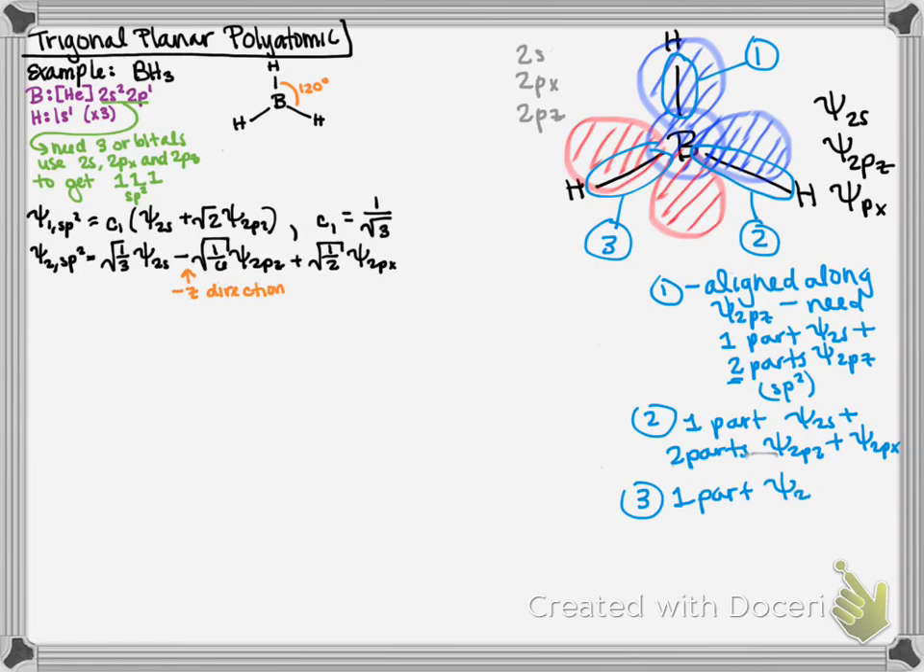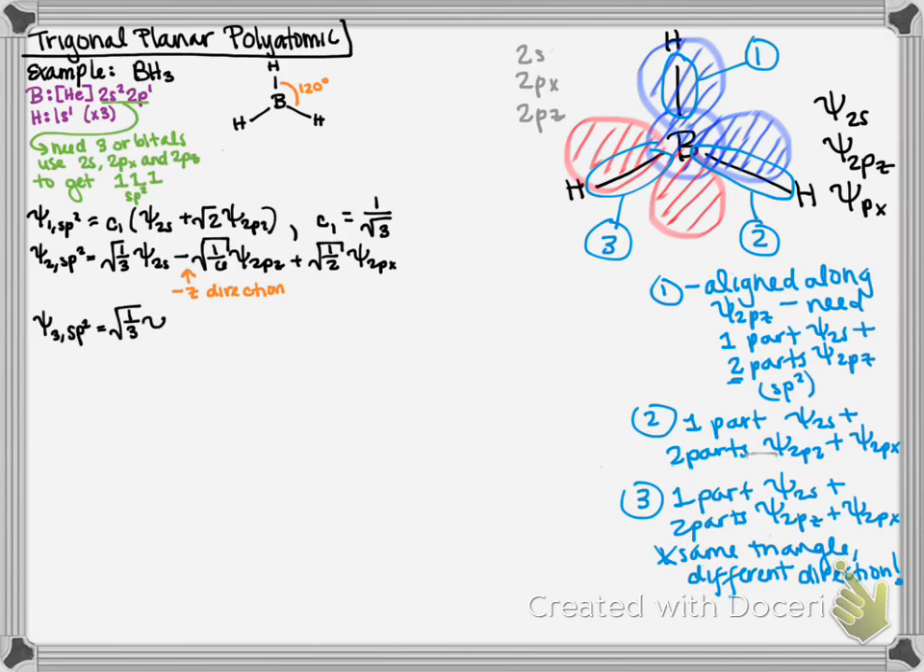All right, so if we look at the bond we want to form for 3, that sp2 hybridized orbital from boron has to point towards that hydrogen. We're going to need 1 part psi 2s and 2 parts of 2p orbital likeness. We're going to choose the psi 2pz and psi 2px because it's very similar to the angle we need the sp2 to point for bond 2. It's just flipped across the x-axis. So x is going to be the opposite direction, but it's the exact same triangle. And so we're going to get a very similar wave function.